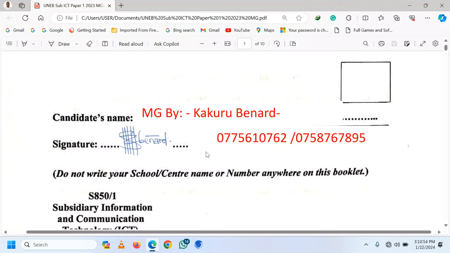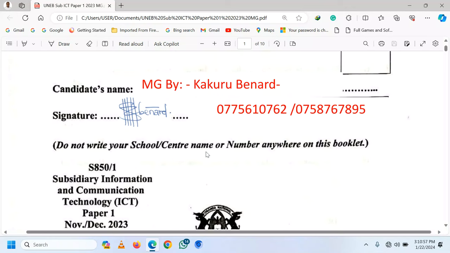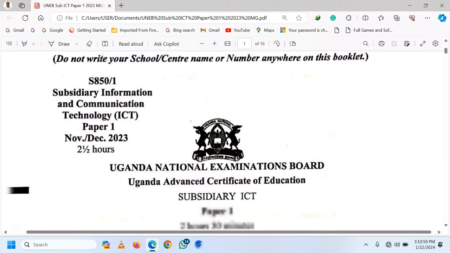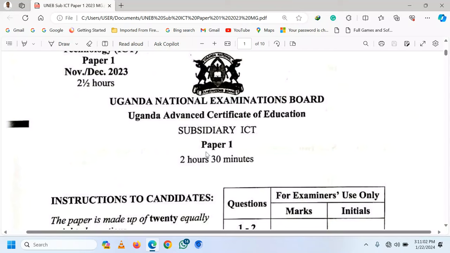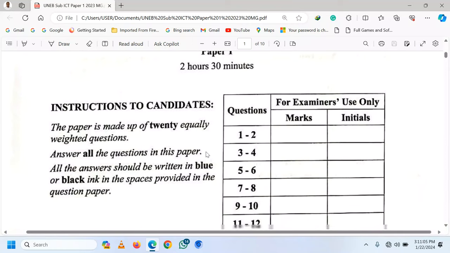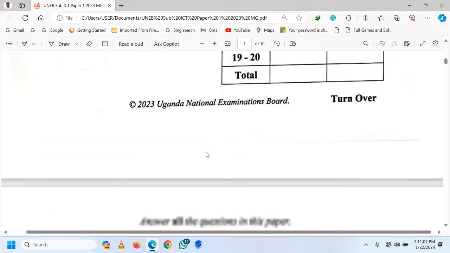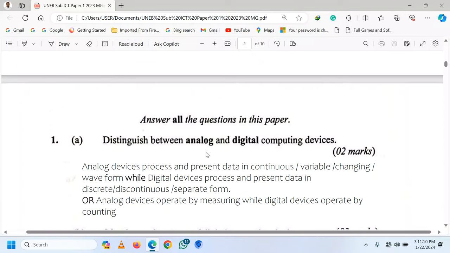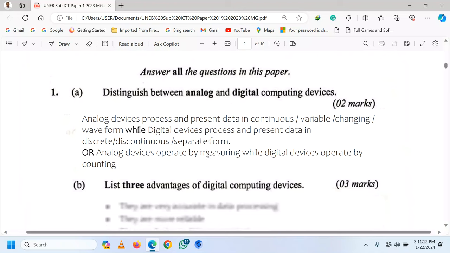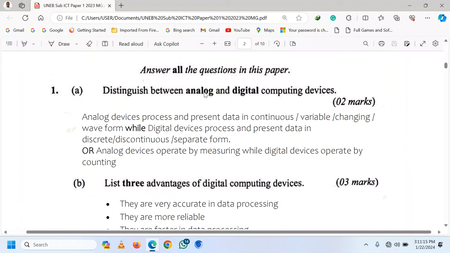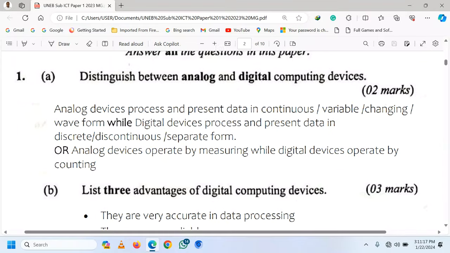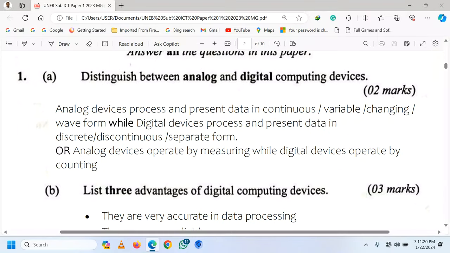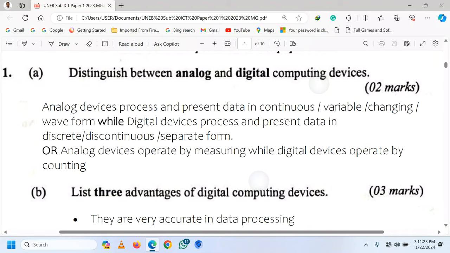Where we are looking at subsidiary ICT paper one, we are basically answering the questions that were asked in that paper of 2023. In this paper, it has 20 equally weighed questions. Number one was looking at differentiating between analog and digital computing devices. Here are the responses a candidate was supposed to give. An answer slightly similar to this, you earn 2 marks.